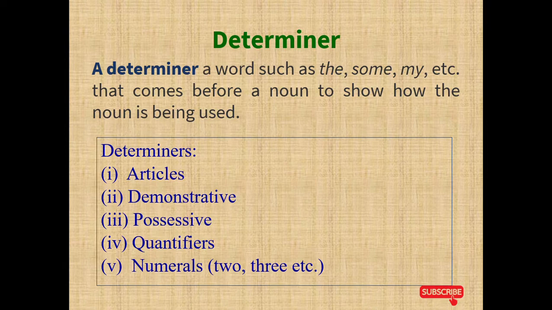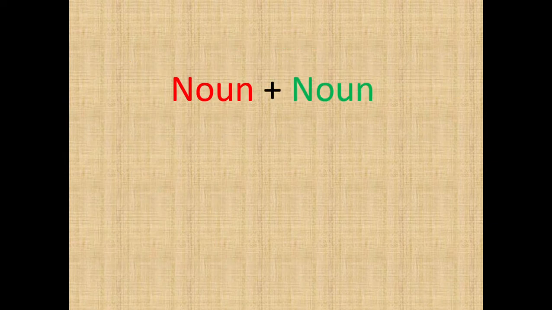We know the uses of articles, demonstratives, this, that, these, those, possessive, my, his, her, your, our, their. We use quantifiers, we use numerals. All these things are called determiners.